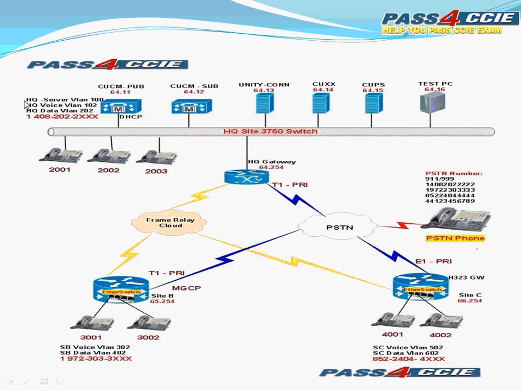For VLAN information, you can refer to the VLAN table. For the number plan, for HQ and Site B, we are using the North American number plan, and for PSTN also we are using T1 PRI here and T1 PRI here. For the remote site, Site C, Hong Kong, we are using E1 PRI. The number plan is an 8-digit number plan: 2404, 4001 and 4002.